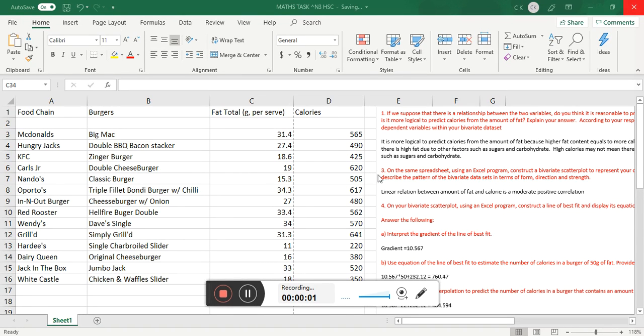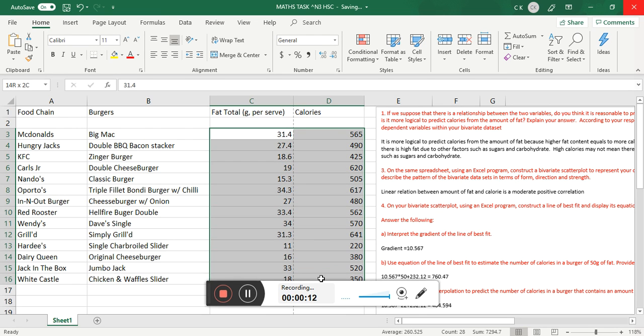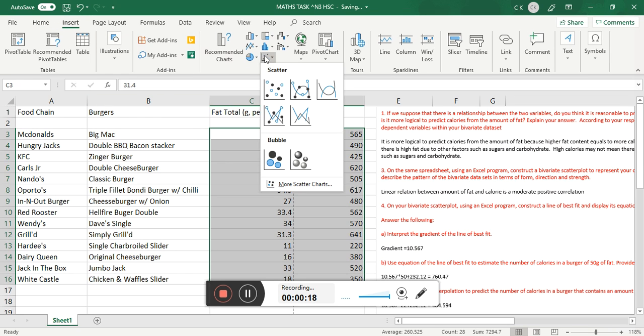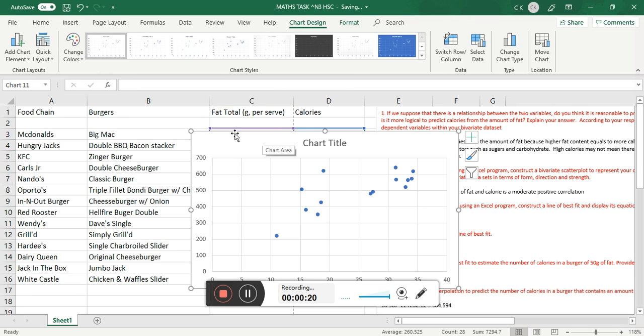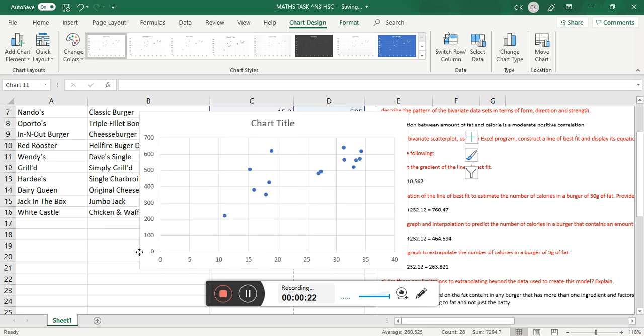Question 3 of the task requires us to use an Excel program to construct a bivariate scatterplot to represent our data. So I've got all my data here. To construct the scatterplot, I'm just going to highlight the fat, total, and calories. Go to Insert, Charts, Scatter. Now we'll just bring the table down here.